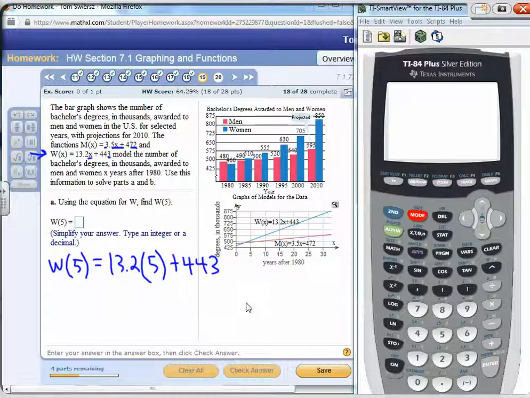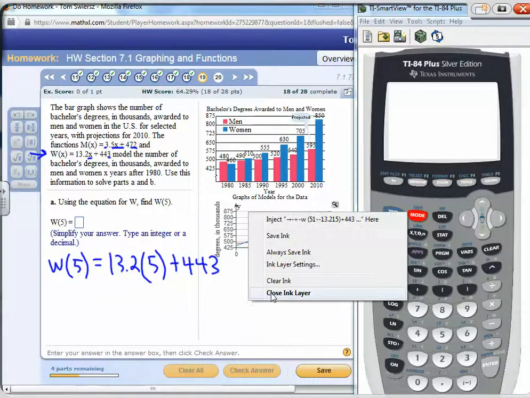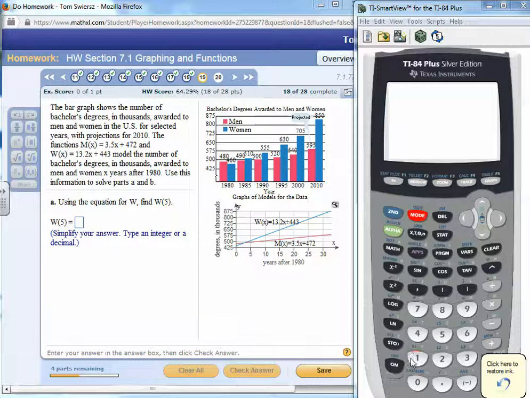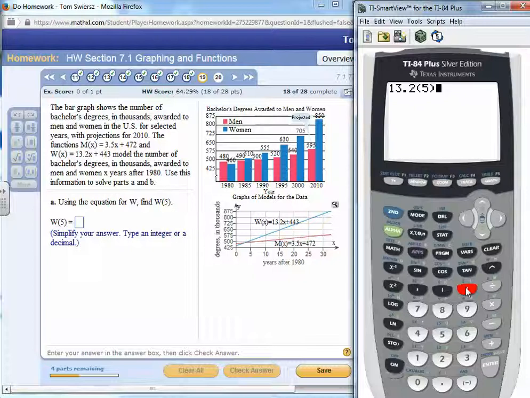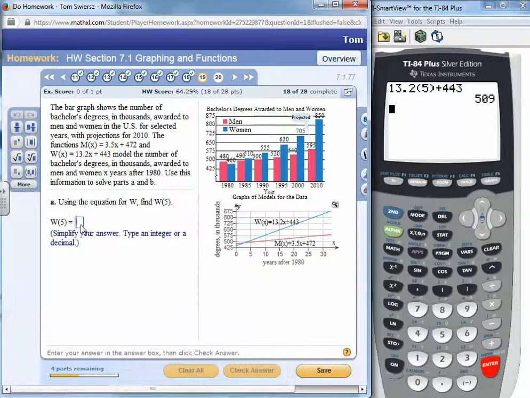So obviously, with these numbers, we'll do it on our calculator. We go ahead and put in 13.2 times 5, or 5 in parentheses, plus 443 for the W function, and we get 509.